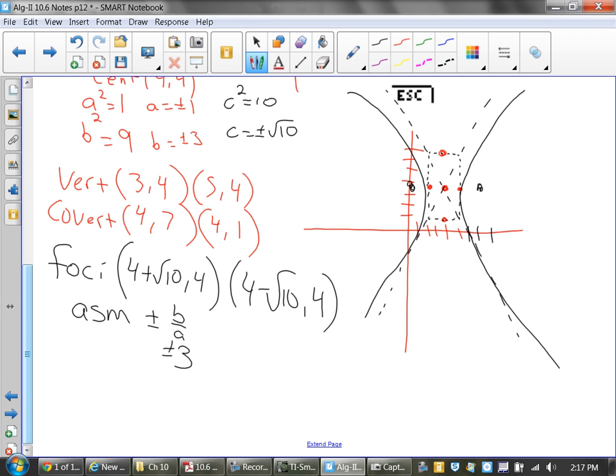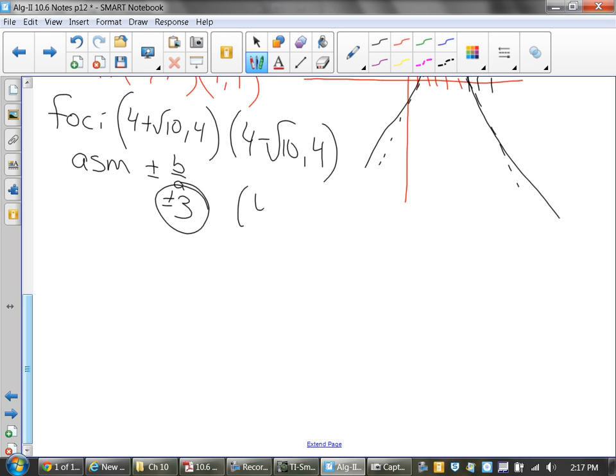But that's not the equation, because it doesn't go through the origin. What point do both slant asymptotes go through? (4, 4). And what is (4, 4)? It's the center. So once you figure out what the asymptote slope is, you use that with the center, (4, 4), and point slope.